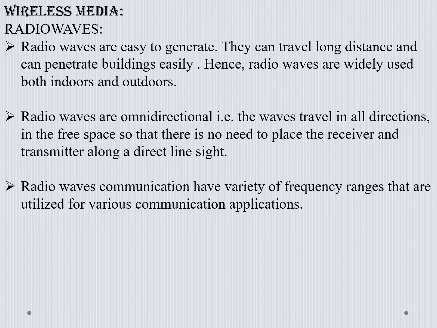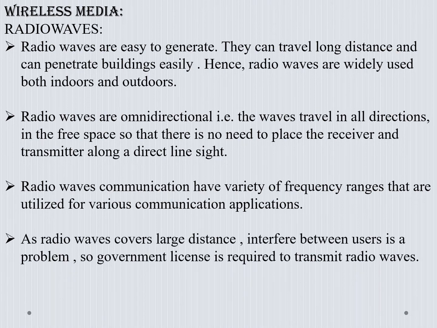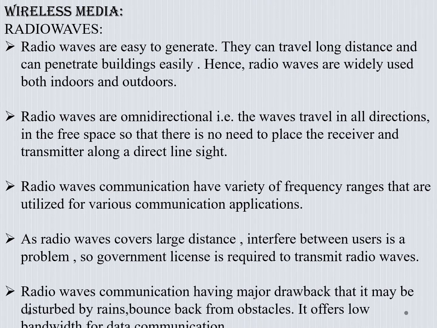Radio wave communication has a variety of frequency ranges that are utilized for various communication applications. As I said, they are available from low value to higher value, due to which they can be used for a variety of communication applications. As radio waves cover large distances, interference between users is a problem. So a government license is required to transmit radio waves. Whenever any communication channel, say a radio or a TV, is using radio waves for communication, they have to take a proper government license so that they can transmit radio waves, because they interfere with each other.